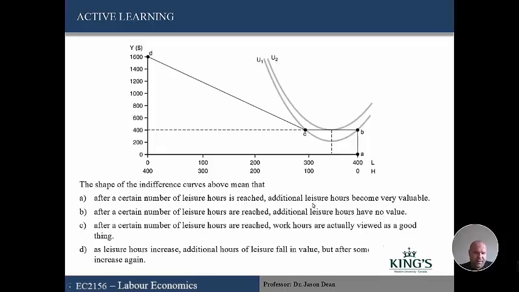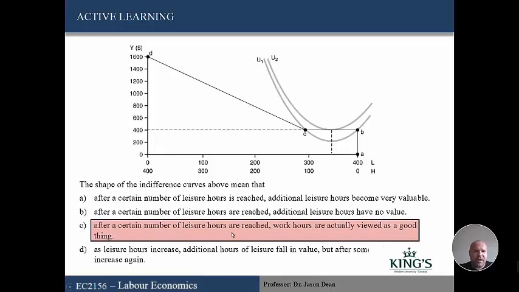And so, yeah, these indifference curves are quite strange, and they would suggest that after a certain number of hours are reached, which corresponds to this point here, which would be 50 hours, the value of working for whatever reason is actually positive. So it gives them utility. But before this point, working would give them disutility.